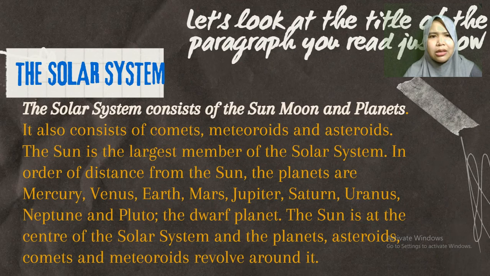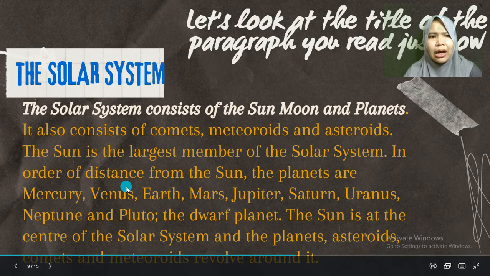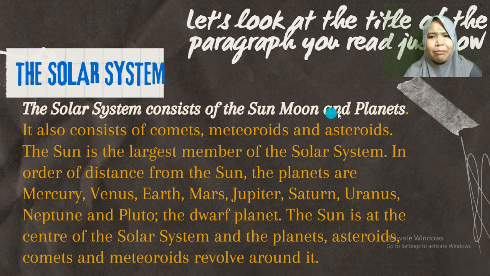Okay, so let's look at the paragraph that you read just now. The solar system consists of the moon and planets. That is the first sentence. So what do you think is the answer for the main idea? So we look at the second sentence. It also consists of comets, meteoroids, and asteroids. The sun is the largest member of the solar system, and so on, so on.